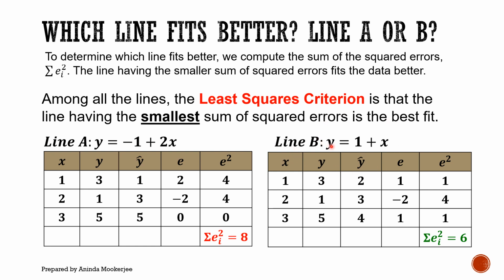so we decided on choosing line B, which has the equation y equals 1 plus x, because the errors, that means the differences between the predicted values and the actual values, are smaller. So among all the lines, the least squares criterion is that the line having the smallest sum of squared errors is the best fit.